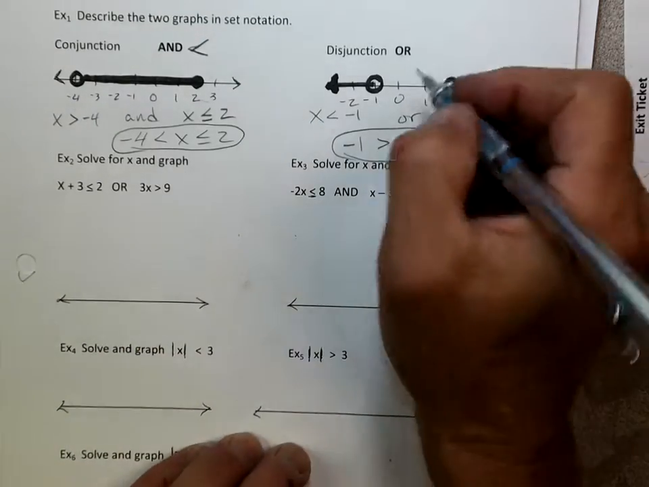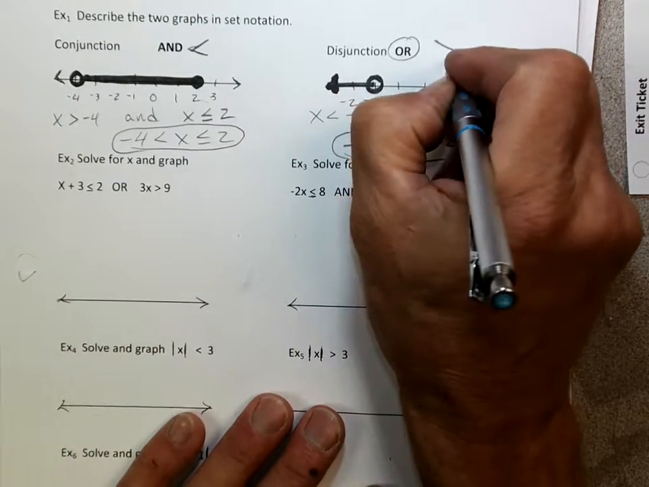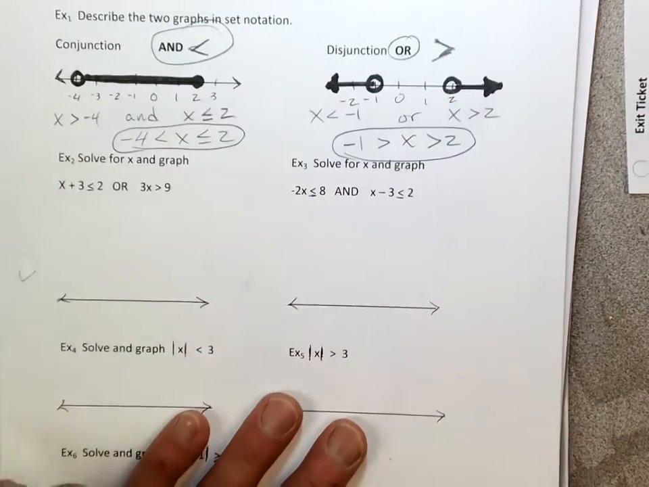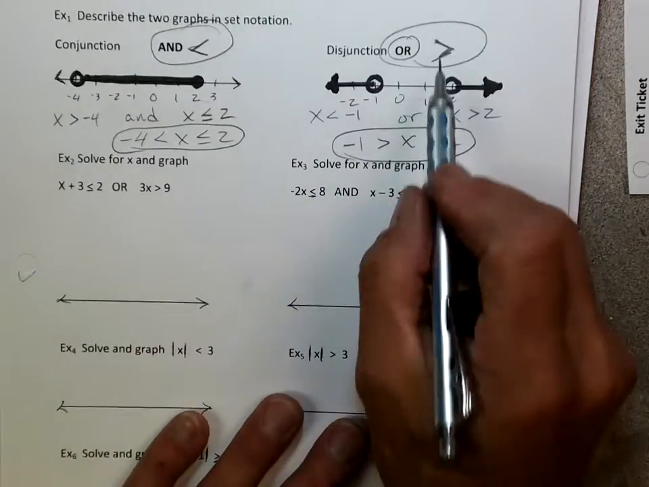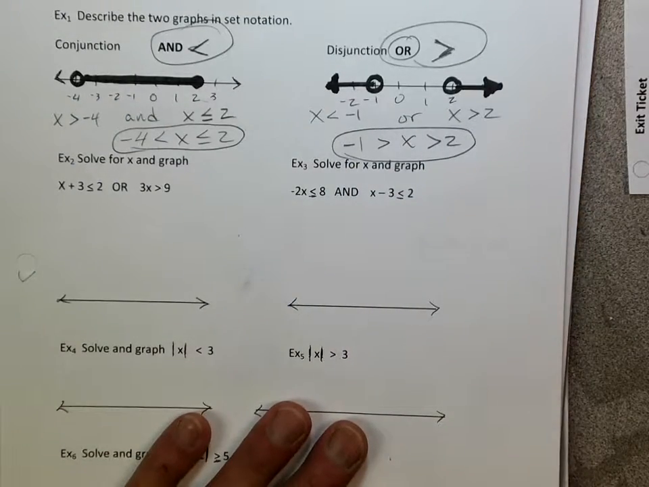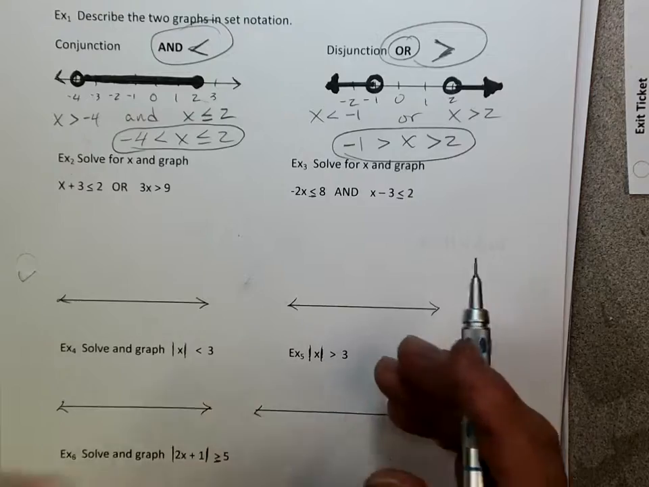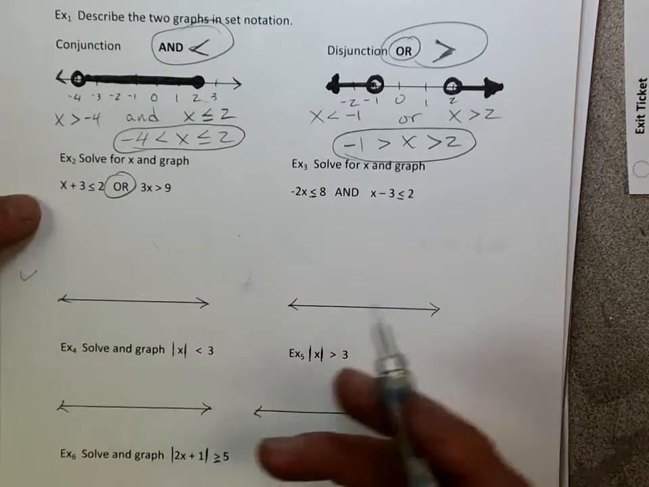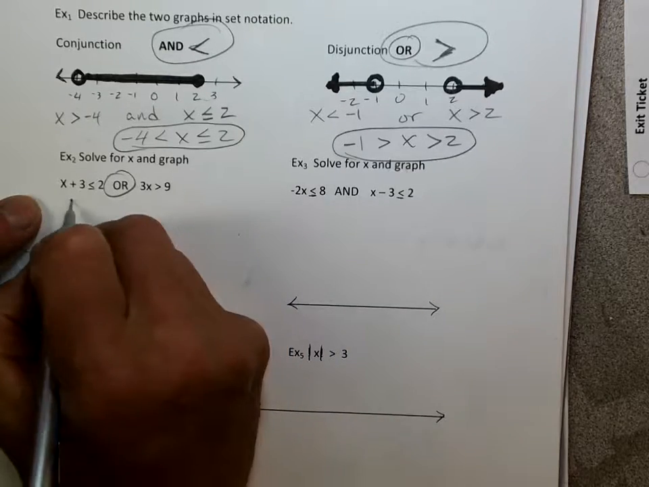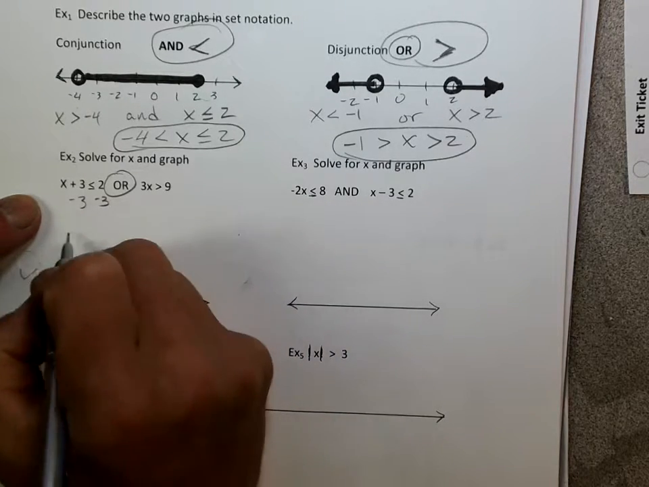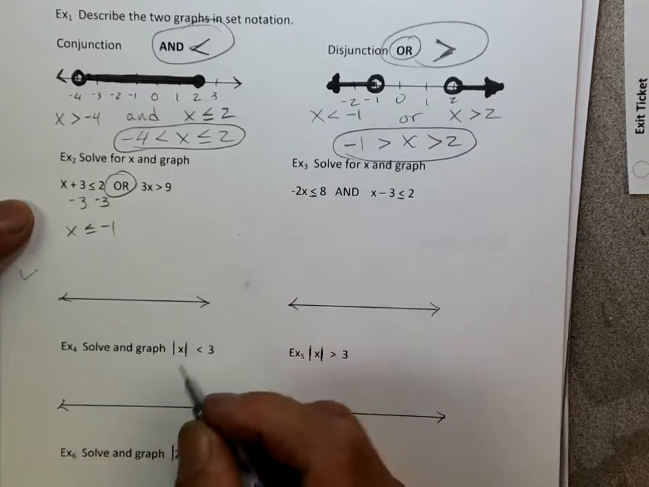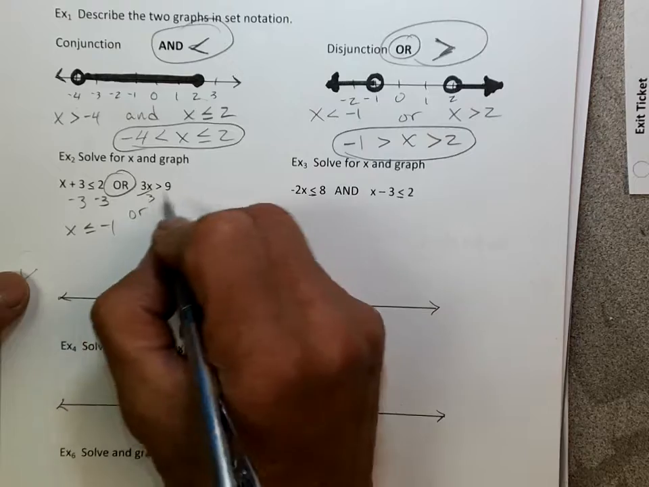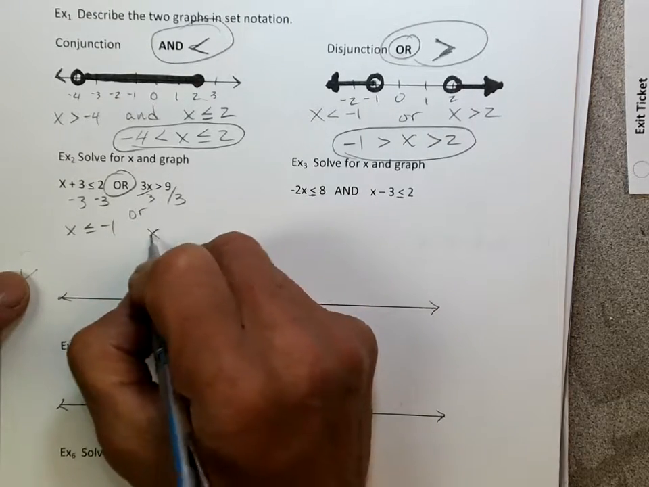Again, one of the ways you can, if it's an or statement, the arrows always go that way. Okay, is that helpful? If it's an and statement, the arrows always go that way. An or statement, the inequality symbols always go that way. Okay, that should help. Okay. Example 2 it says or, so I know I'm probably going to have a disjunction. But let's solve for x. This is easy. Minus 3, right? So x is less than or equal to negative 1, or divide by 3, x is greater than 3.